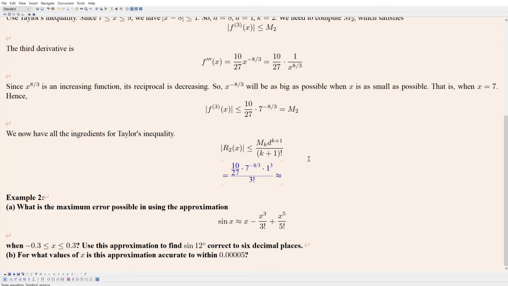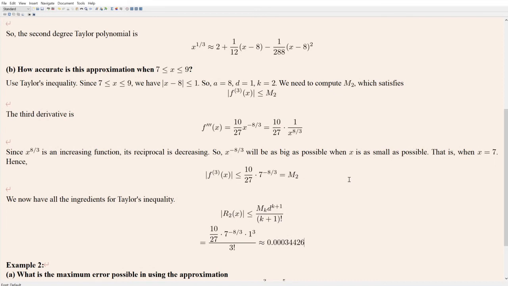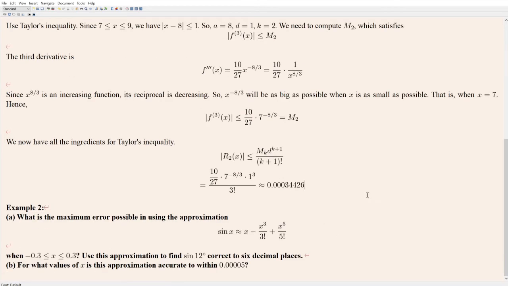Okay, so now let's throw that into the calculator. And I get around there. So that's about how accurate this approximation is going to be. In particular, you're not going to start noticing the error until you get down to like the 4th decimal place or so. Maybe the 3rd decimal place.